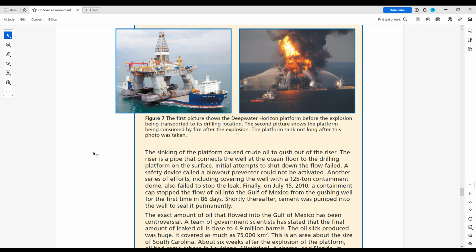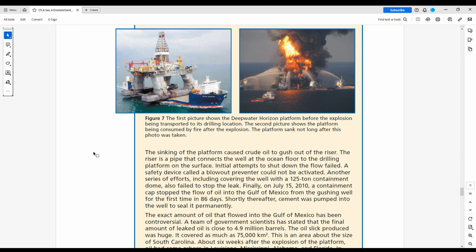The sinking of the platform caused crude oil to gush out of the riser. The riser is a pipe that connects the well at the ocean floor to the drilling platform on the surface. Initial attempts to shut down the flow failed. A safety device called a blowout preventer could not be activated. Another series of efforts, including covering the well with a 125-ton containment dome, also failed to stop the leak.